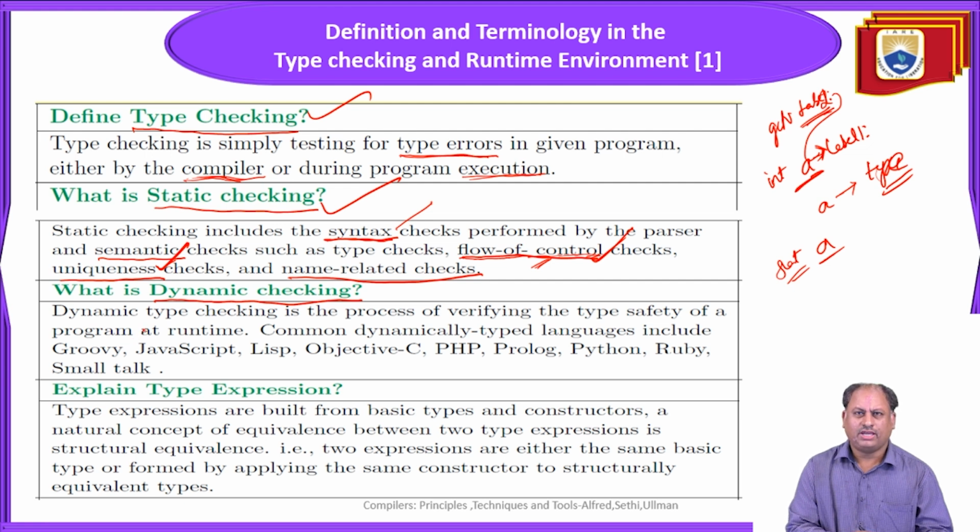And another one is dynamic type checking. In dynamic type checking, it is the process of verifying the type safety of the program at runtime. Some of the dynamically typed languages include Groovy, JavaScript, Lisp, Objective-C, PHP, Prolog, Python, Ruby, Smalltalk. That means it verifies the declared types and the safety of that program dynamically at runtime.